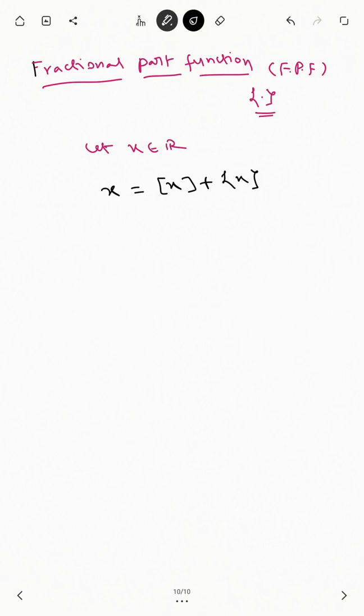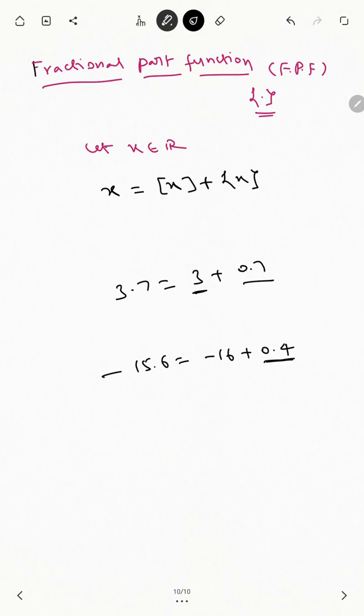Previously also we have discussed that. Suppose 3.7, how to write it? 3 plus 0.7. 3 is the integer part and 0.7 is the fractional part of 3.7. Minus 15.6, how to split it? Minus 16 plus 0.4. 0.4 is the fractional part, and minus 16 is the integer part of minus 15.6. Same as that, x is equal to integer part of x plus fractional part of x. Now could you understand? So let me erase this.